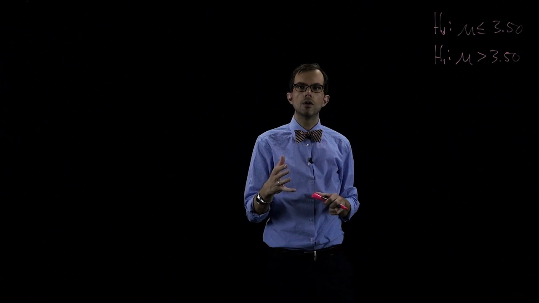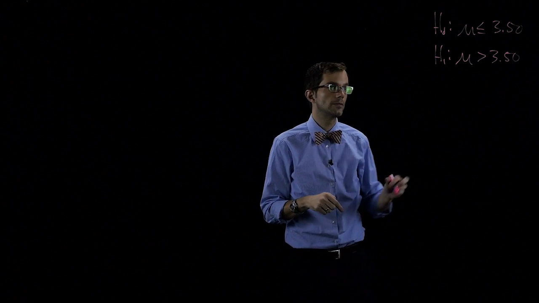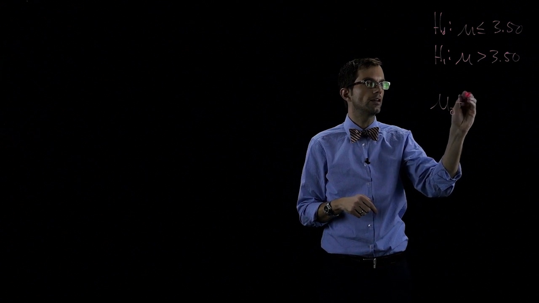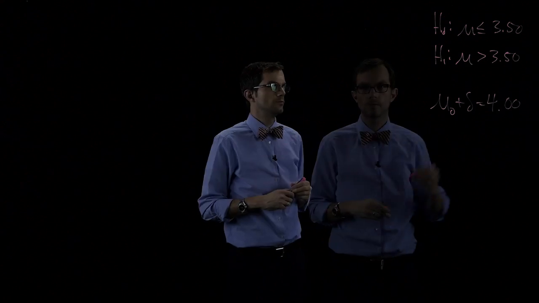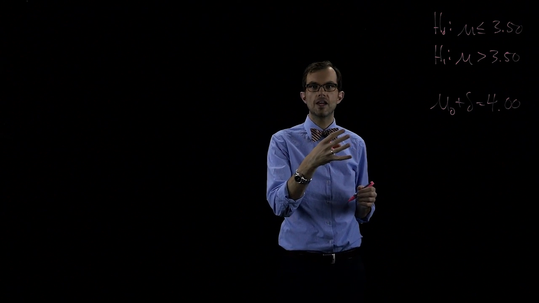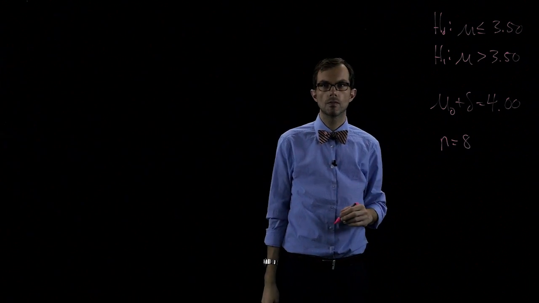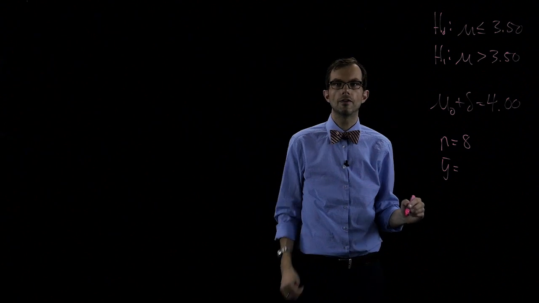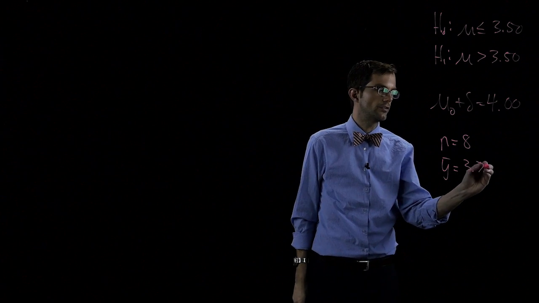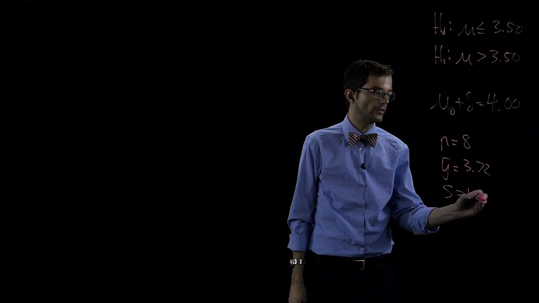And we want to know the probability of type 2 error if the true mean, let's say this, the true mean is 4. So we collected a sample of 8 engines, so n equals 8. And we found from that sample the Y bar, the sample mean, which was 3.72. And we found a standard deviation of 1.25.